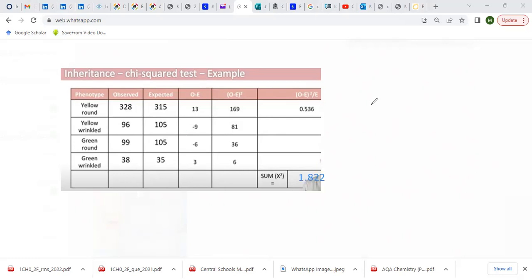Okay, this is 1.822. Yellow. Now this is the x square value. You got it. Now, till this, there is no confusion now, correct? Okay. I'll be moving next now.